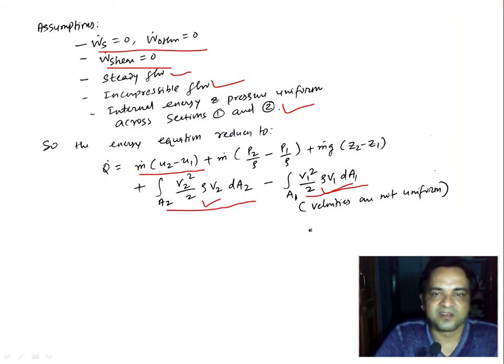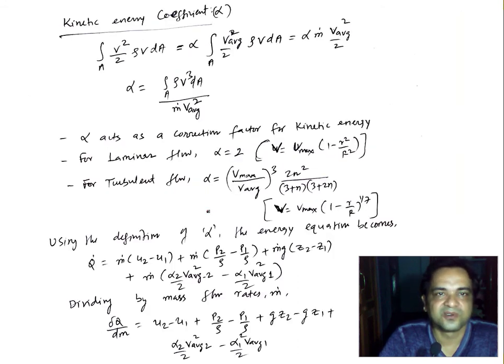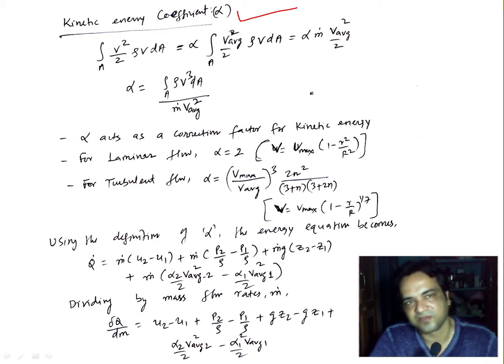So v1 and v2 vary along the radial direction. That's why we have to do the integration to get the total kinetic energy at a particular cross section. This is the main difficulty, due to non-uniform velocities at a particular cross section. To overcome this difficulty, a kinetic energy correction factor, alpha, is introduced.